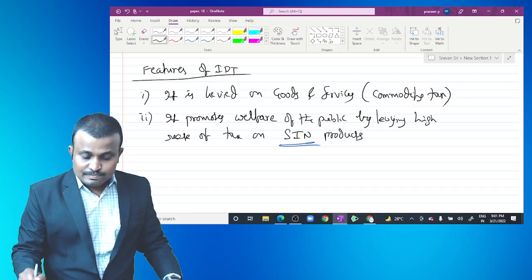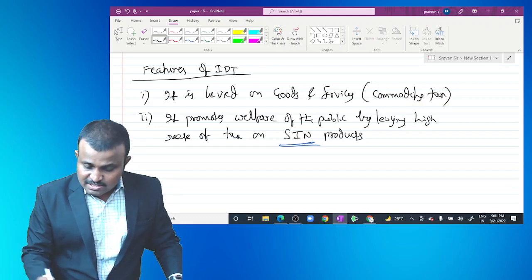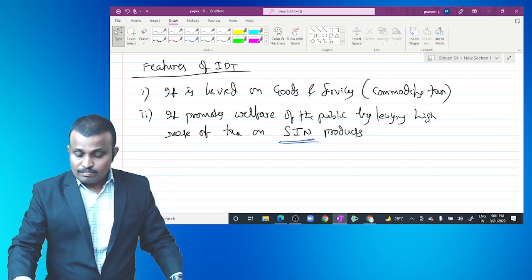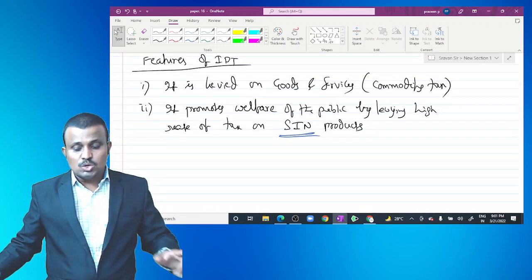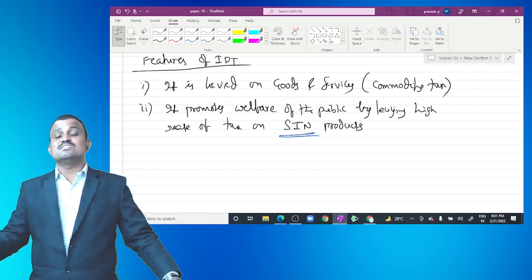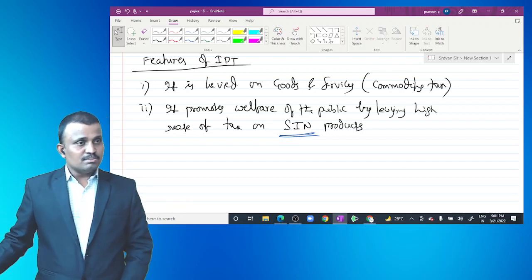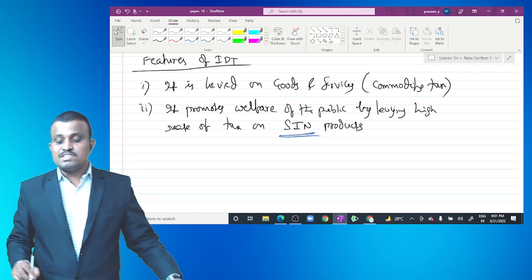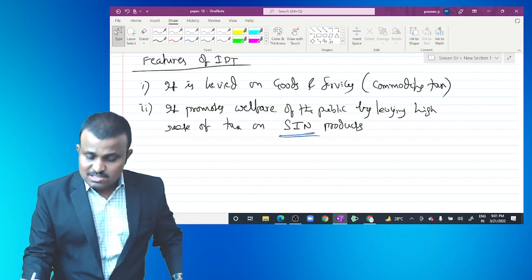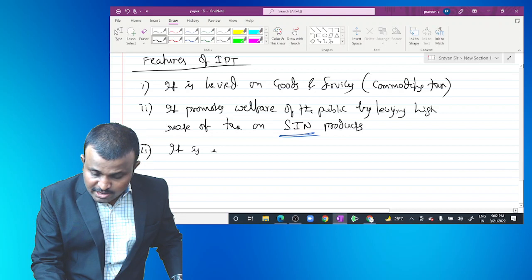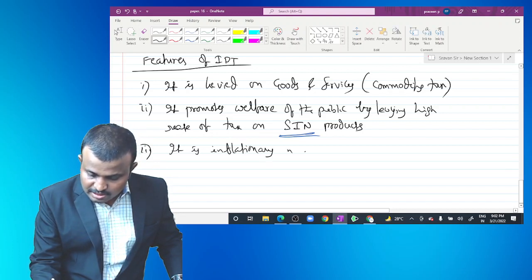Another one is that it is levied on goods and services. We call it commodity tax or consumption based taxation. And another one is it promotes the welfare of the public by levying high rate of tax on sin products, and it is inflationary in nature.